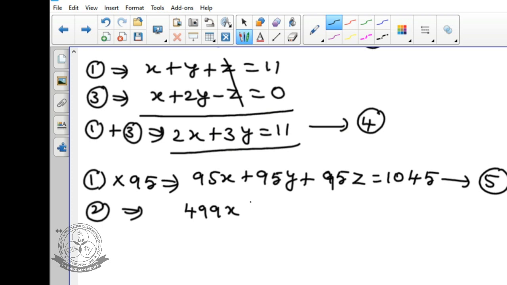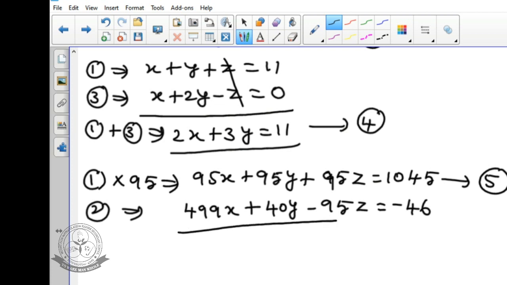499x plus 40y minus 95z equal to minus 46. Okay. Now see here, the two equations have the same coefficient of z, plus 95z and plus 95z. So I have to add equation number 5 and 2. So we have to get it.